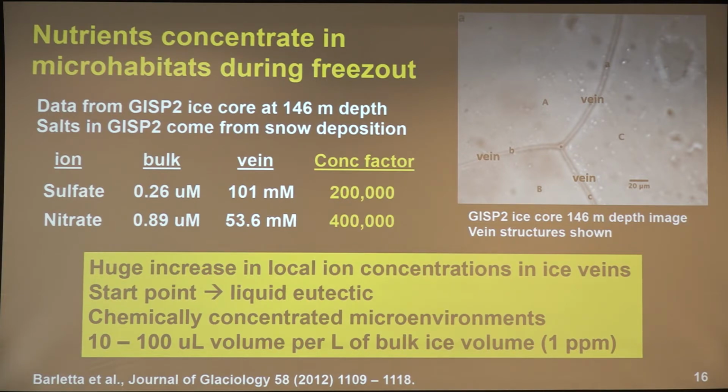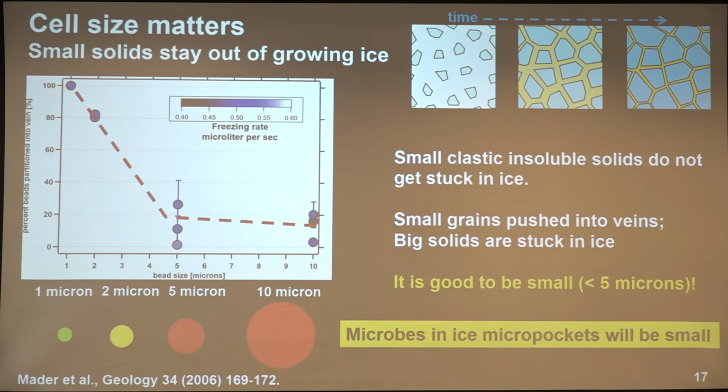If you're a microbe and you like to eat sulfate, this is basically giving you your concentrated food for free. So this is making those little microenvironments a super great place to live because you've concentrated all of your nutrients into that little zone. There is a trick.